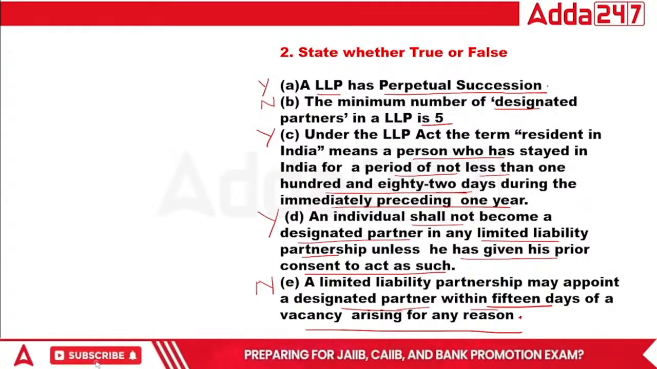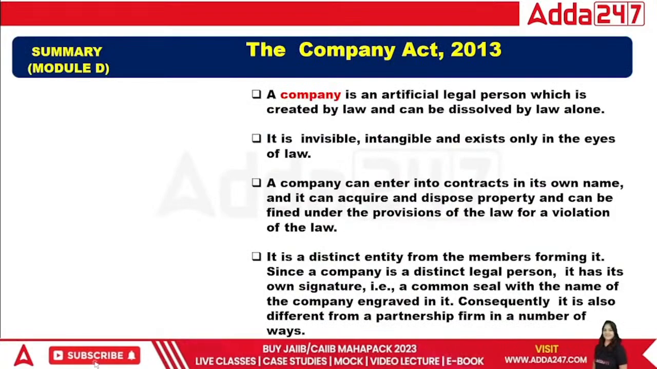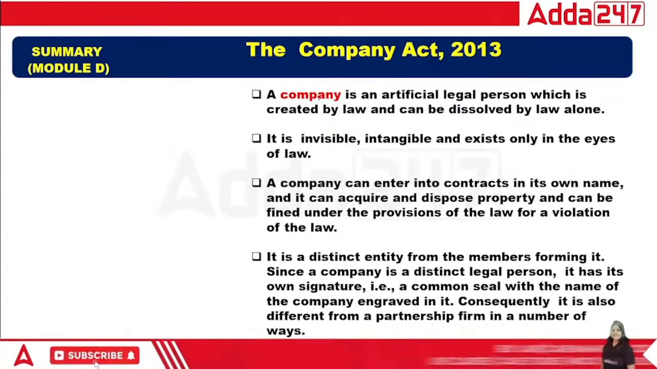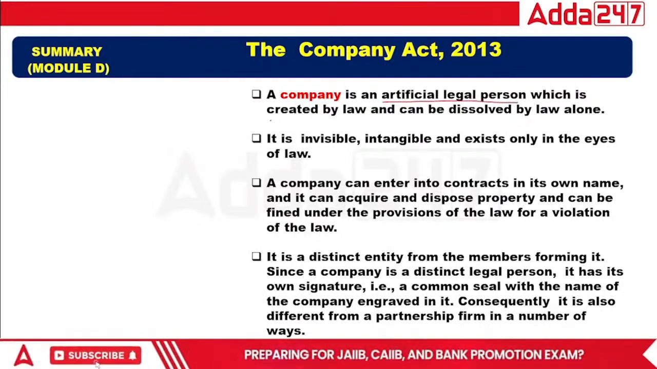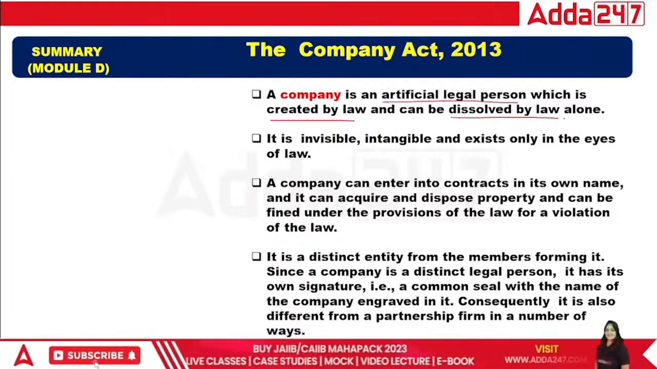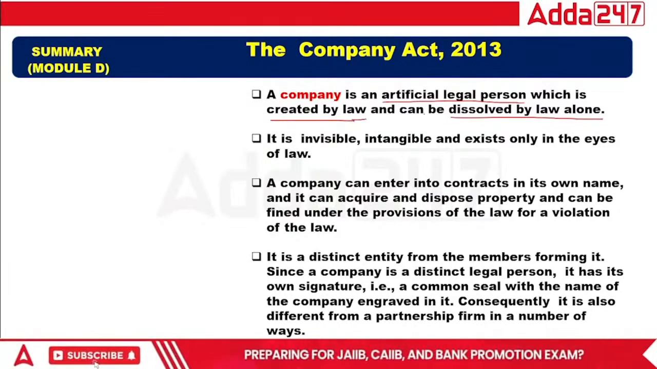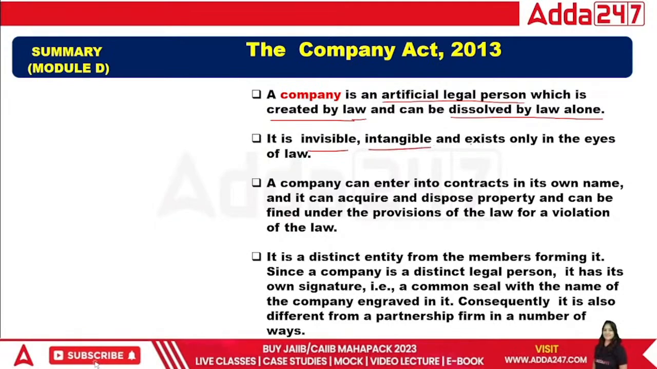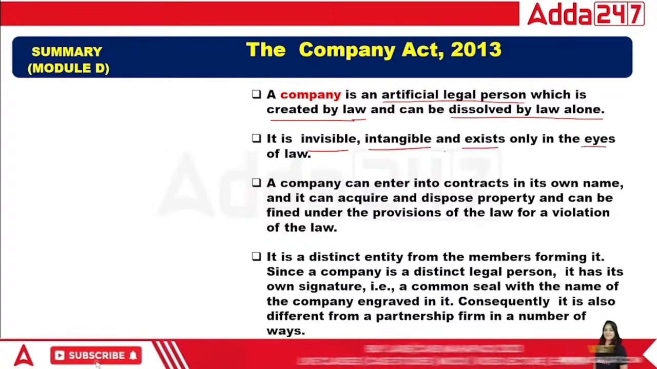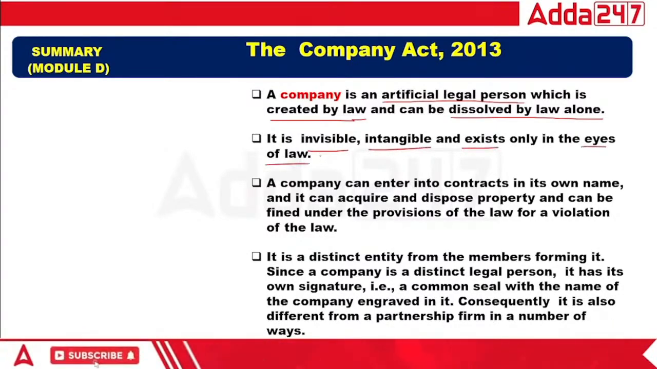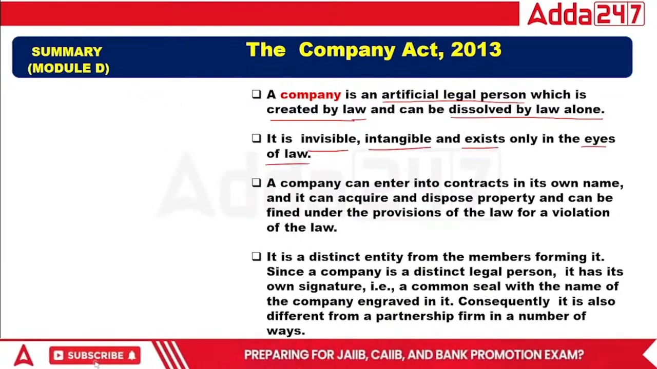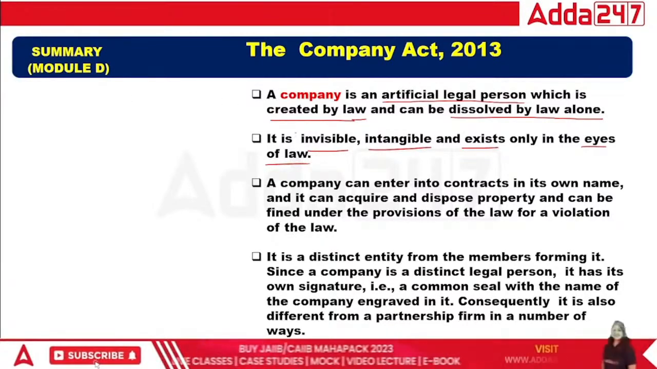That is important. Okay, now see, first of all, the summary. A company is an artificial legal person which is created by law and can be dissolved by law alone. It is invisible, intangible, and exists only in the eye of law. We know that the company has a distinct feature.